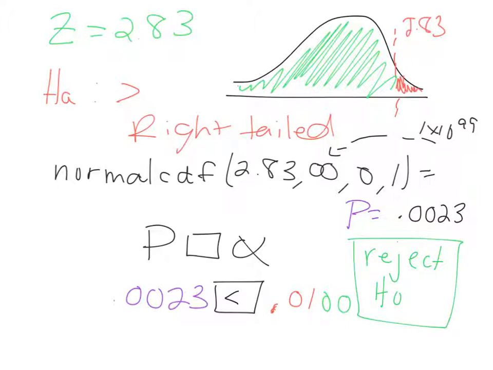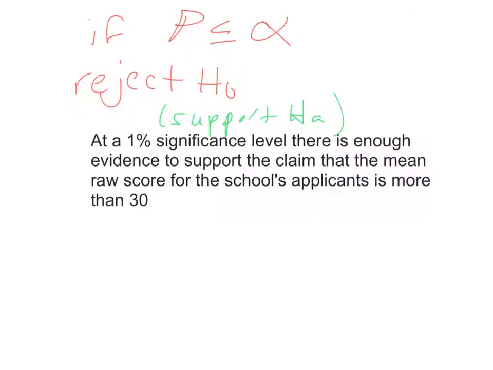Now of course, if we're rejecting H null, that is actually supporting the claim, because our claim was the alternate hypothesis. So what we can summarize here is that at the 1% significance level, or using a 1% level of significance, there is enough evidence to support the claim that the mean raw score for the school's applicants is more than 30.